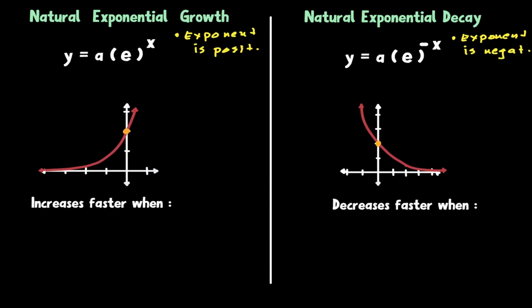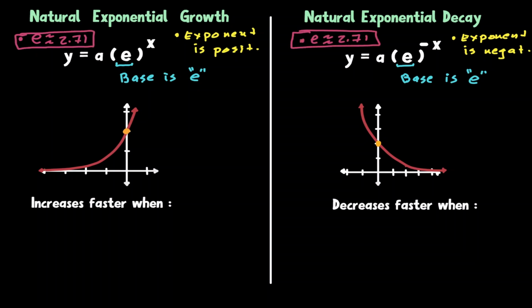One thing that they both have in common is that we are using the Euler number as the base. And just a small reminder, the Euler number, it's approximately 2.71. And the value of a in our equations represents the y-intercept in our exponential.